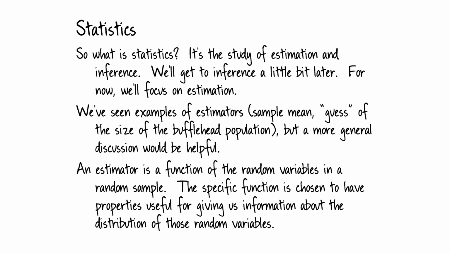Okay, so what is an estimator? Well, an estimator is a function of the random variables in a random sample. The specific function is chosen with some goal in mind, okay? It's chosen to have properties that are useful for giving us information about the distribution of those random variables. So the basic idea here is we have a random sample. We may know a lot about the distribution it comes from. We may know relatively little about the distribution it comes from. But what we're going to do is create functions of the random sample. And those functions are chosen specifically to reveal or tell us information about the distribution that the random sample came from. Okay? That's the whole idea behind estimation.